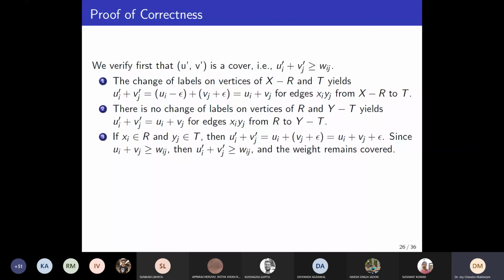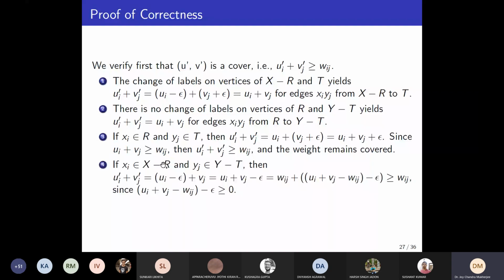The last is the edges between x minus r and y minus t. So in x minus r, the ui is reduced, so it becomes ui minus epsilon. Now ui prime is ui minus epsilon. The yj in y minus t, I have increased t's yj, but in y minus t, the value of vj remains the same. So vj prime and vj will be the same for yj belonging to y minus t. So what is ui prime plus vj prime? This is ui minus epsilon plus vj, so ui plus vj minus epsilon.